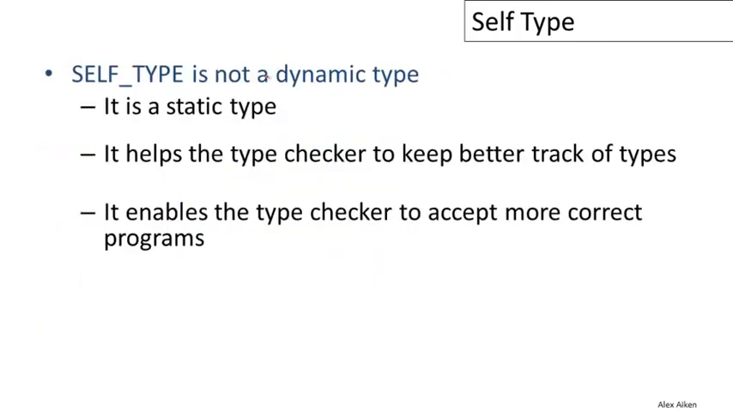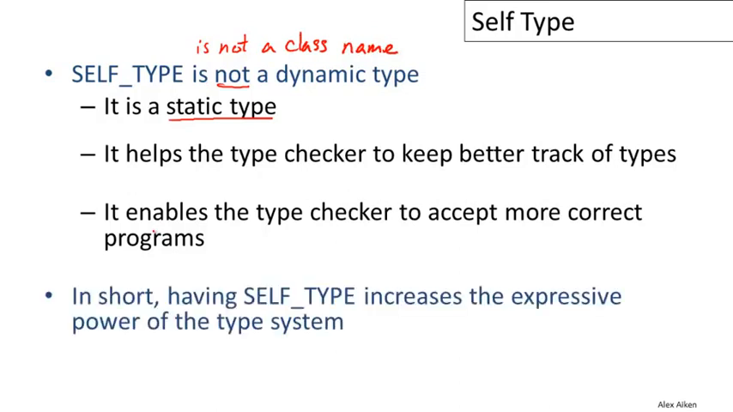Now, it's very important to remember that self-type is not a dynamic type. It is very much a static type and part of the static type system. It's also important to realize that self-type is not a class name. So unlike all the other static types in cool, it is not the name of a class. It's its own special thing, and we'll say more about exactly what it is in future videos. But the purpose of self-type, as we've seen, is to enable the type checker to accept more correct programs, and effectively what self-type does is to increase the expressive power of the type system.